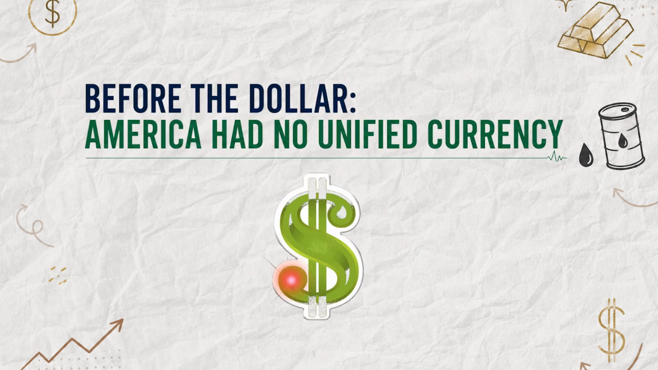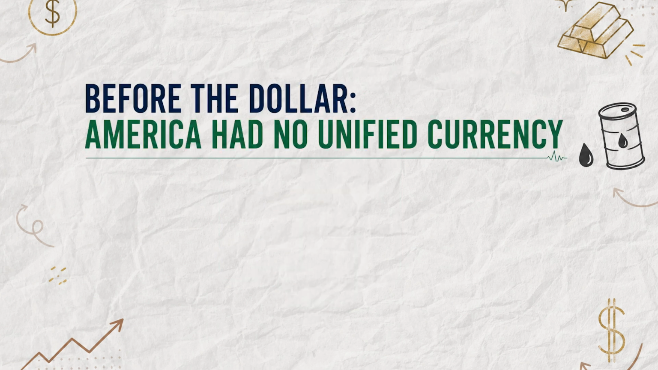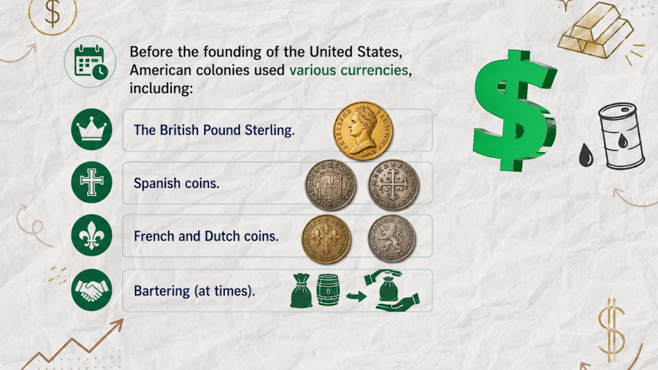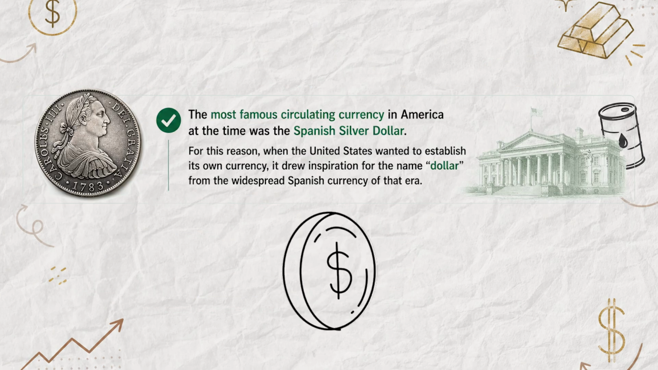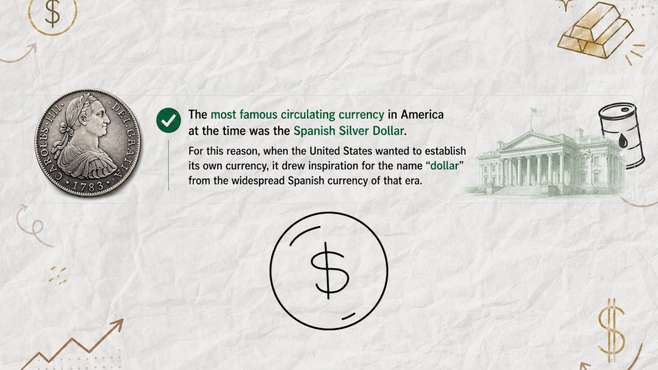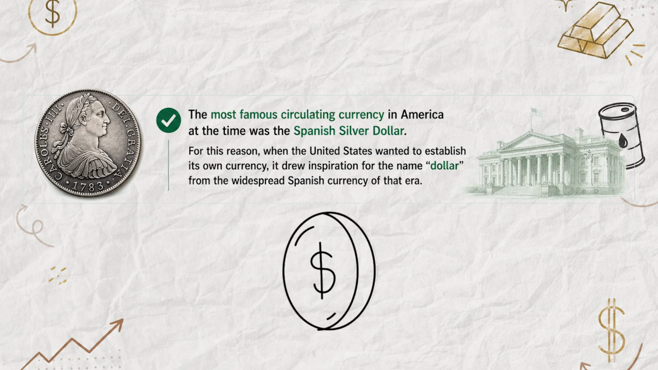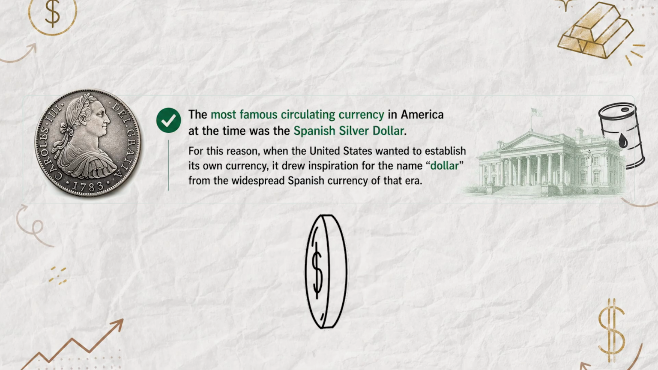Before the dollar, America had no unified currency. Before the founding of the United States, American colonies used various currencies, including the British pound sterling, Spanish coins, French and Dutch coins, bartering at times. The most famous circulating currency in America at the time was the Spanish silver dollar. For this reason, when the United States wanted to establish its own currency, it drew inspiration for the name dollar from the widespread Spanish currency of that era.